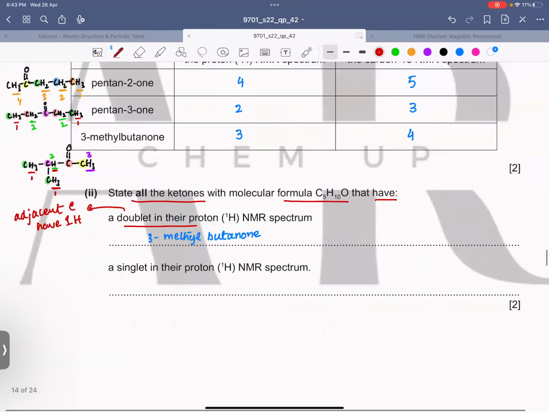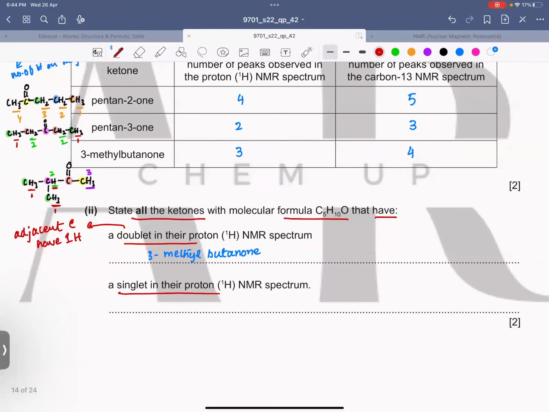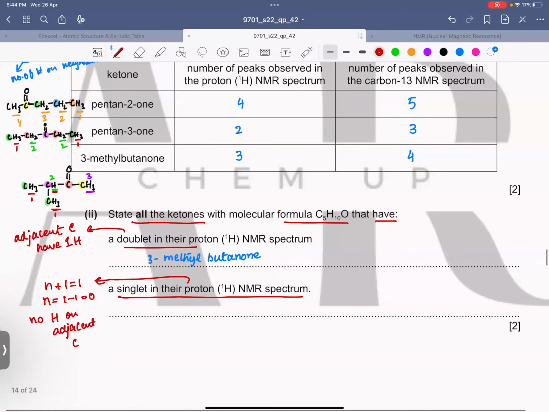Okay, now a singlet in their proton NMR, which means again, if there is a singlet, then n+1 is equal to 1. So if I find n, it gives me 0. So it means no hydrogen on the adjacent carbon, right? Sir, pentane-2-one.